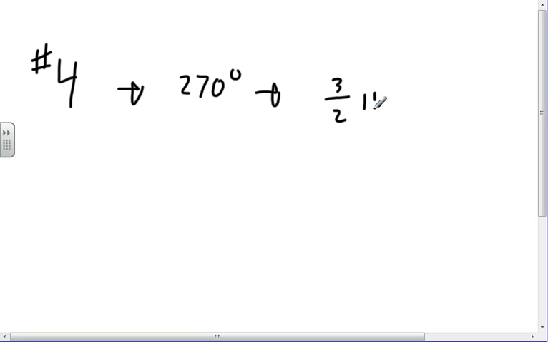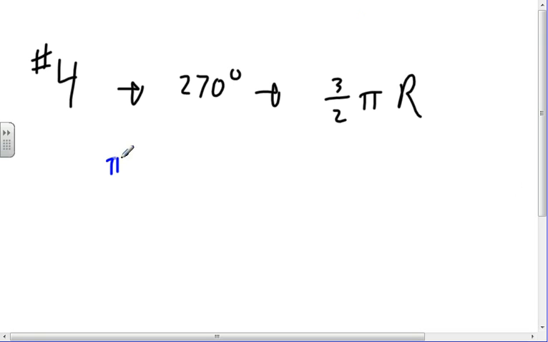All right, so we'll work some problems. All right, we'll do number 4. We have 270 degrees, and we want to know radians. 3/2 pi radians. Okay, I did it in my head, so that doesn't count.